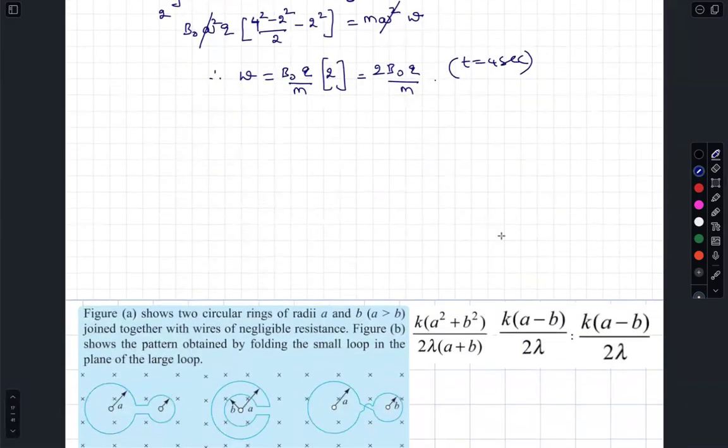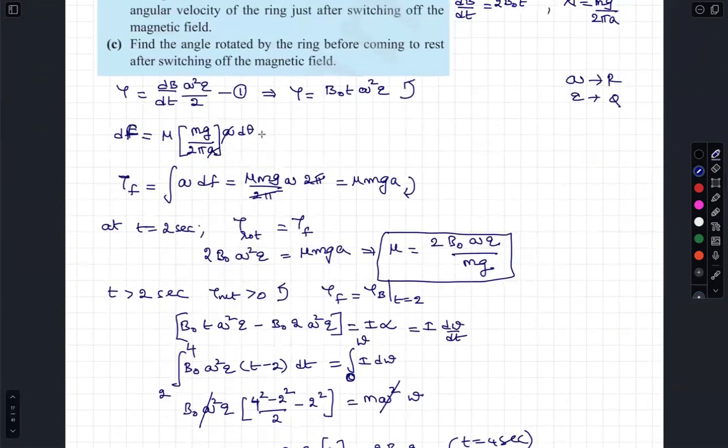Now it is nowhere related to this question. Now this is the situation where the ring is rotating with some angular velocity omega, and all of a sudden you have switched off the field. So friction dominates now. Now we know what is frictional torque. And fortunately, frictional torque is constant, and frictional torque is the same as 2B naught a square q, and this is a constant.